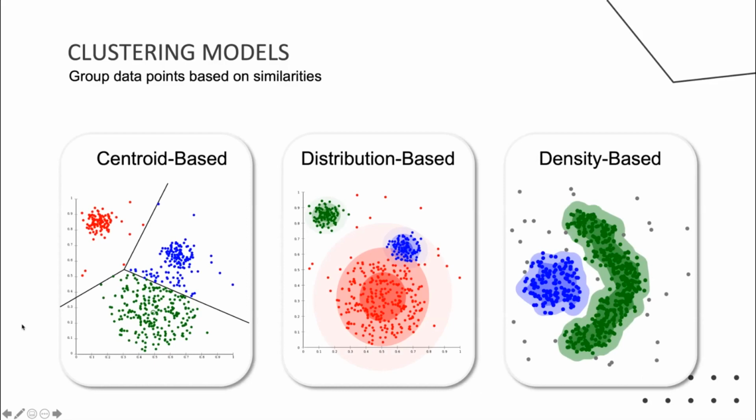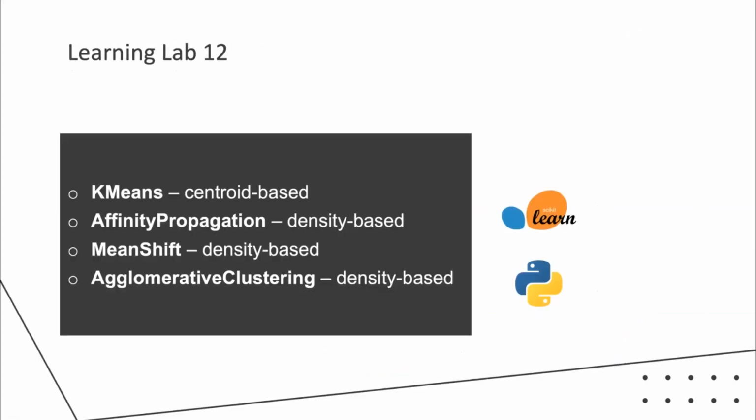So if there is a high density position, those points are going to be entering a cluster. And points that are outside this high density, usually they are marked as -1, or no cluster. Last week, in Learning Lab 12, we presented the k-means, the affinity propagation, the mean shift, and the agglomerative clustering.